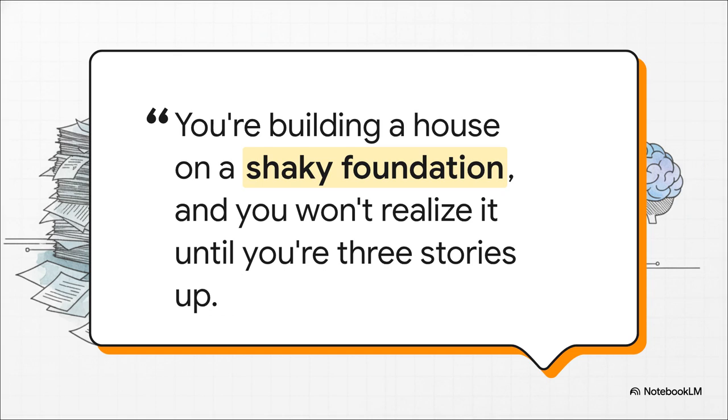This analogy is just perfect. In those first few months, everything seems fine, right? You're just laying the groundwork. But 6 months in, a year in, now you're 3 stories up. And all those little inconsistencies, the duplicate accounts, the categorization errors, they're not small cracks anymore. The whole structure is wobbling, and trying to fix it feels like an impossible task.